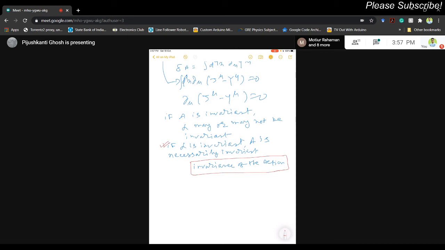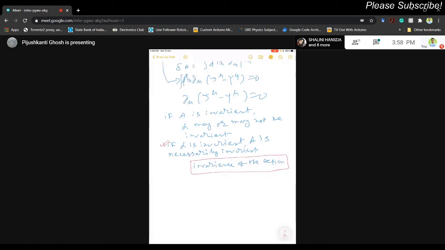Okay, but if you get the other way around, like this one, delta A by a total derivative, the Lagrangian density is not invariant but it differs by a total derivative term. Now, if it differs by a total derivative term, then you know that action is invariant. And what we are interested in is invariance of the action.